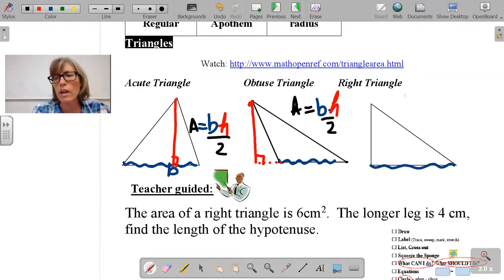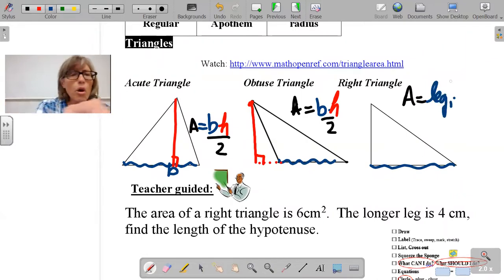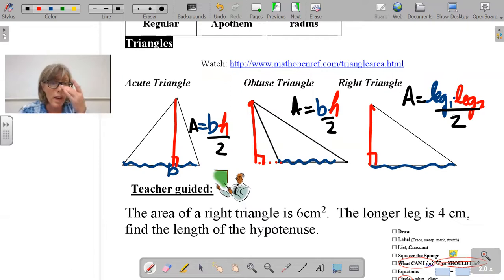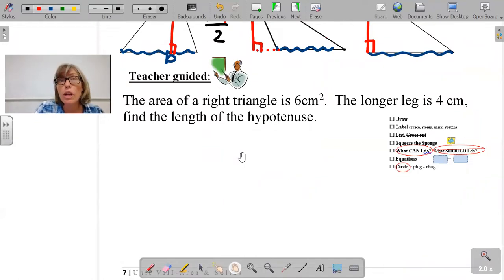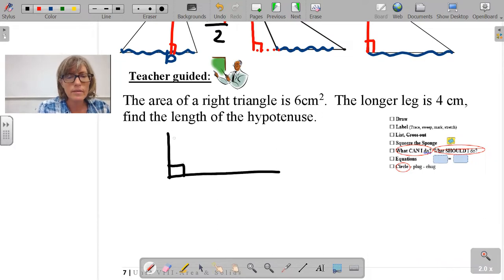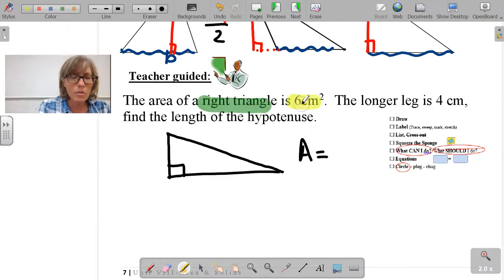And in a right triangle, the base is actually one of the legs. So leg 1 times the height, which is simply the other leg, leg times leg, over 2. That's how you find the area of an acute, an obtuse, and a right triangle. All of them are essentially base times height over 2. Quick recap, the area of a right triangle is 6 centimeters squared.